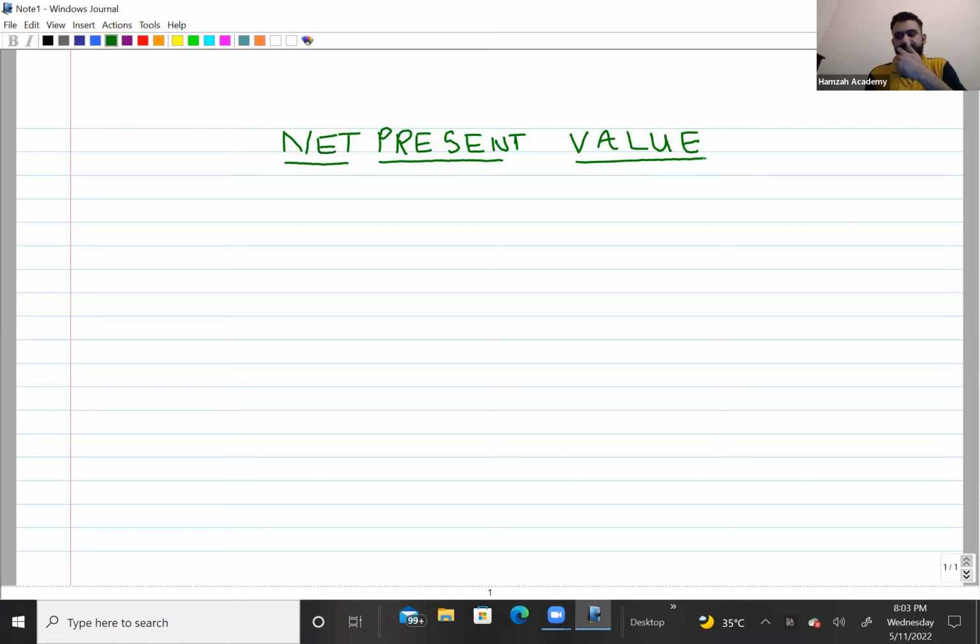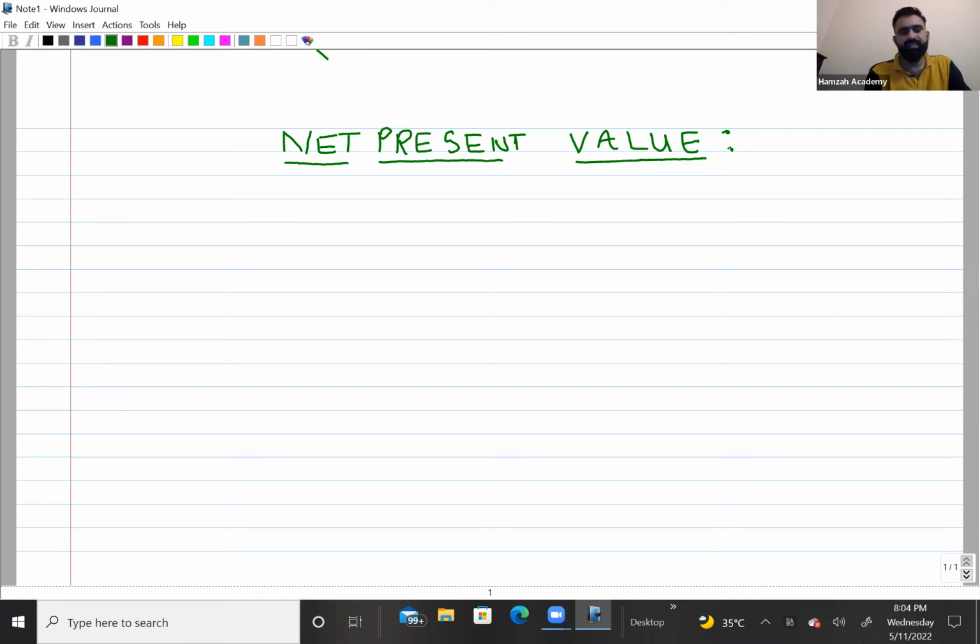We discussed the basics of this technique in the last class, the basic concept that the difference between the present value of cash inflows and the present value of cash outflows is known as net present value. And if the NPV is positive, then the project should be accepted. We also discussed the advantages and disadvantages of net present value in the last class. And I told you this is the best technique in financial management in our syllabus, which can be used for appraisal of investment opportunities. Now, we will discuss this technique in detail.